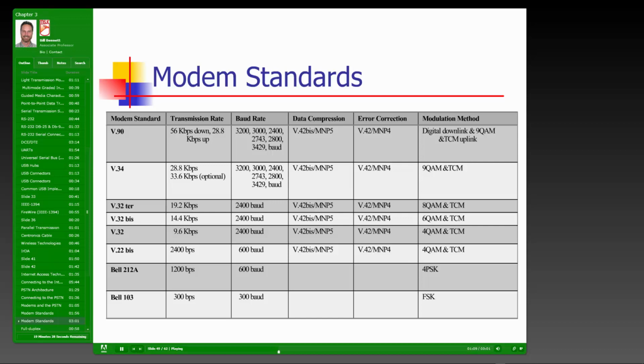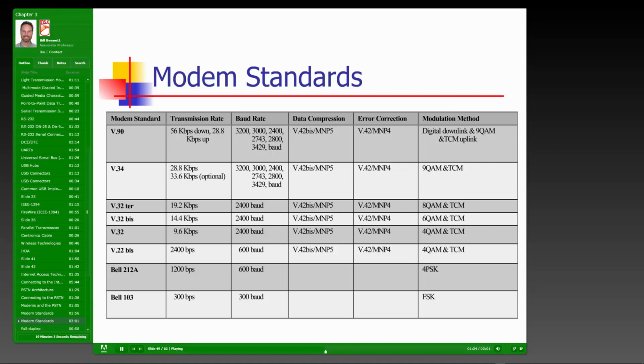And then we got the V.22bis. Bis is French, I believe, for 2. So version 2 of the V.22 specification was 2400 bits per second. It was also operating over 600 baud, so again what they did is they increased the number of bits per baud, and that's when the 4QAM and the trellis code modulation technologies were developed.